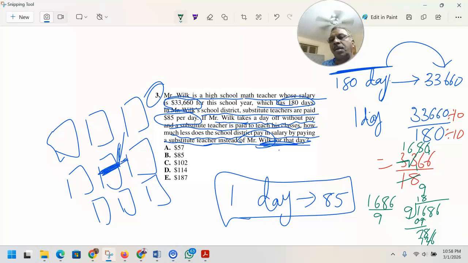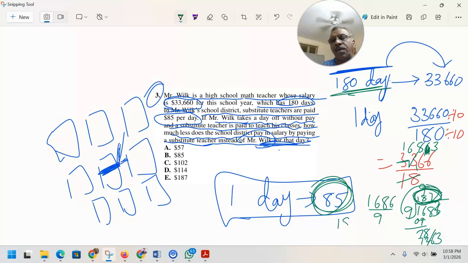On this number, I made a mistake. This should be 3 here. 2 divides 3 times 6, right? So this will be 3 here. We get 3, and then 9 goes 763. So this is 187. So the regular teacher is paid 187 and the substitute is getting 85.